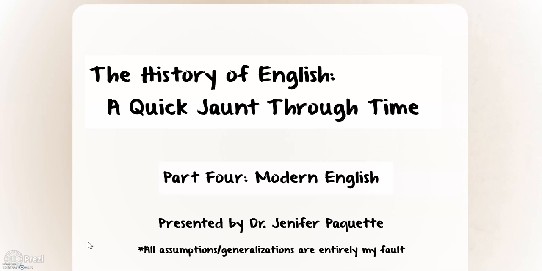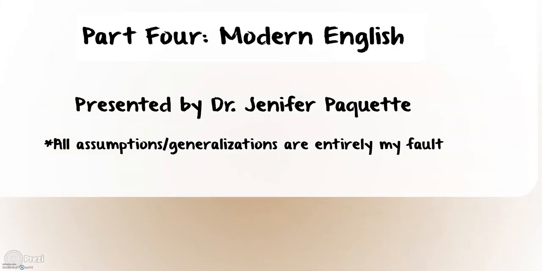English. So, quick recap through history. England got invaded by some Anglo-Saxons or Germans, and then some Vikings, and then some Latin-speaking religious folk, and then the French were in there, and now we're going to have two more major events, and then we're going to be there, modern English. So here we are.